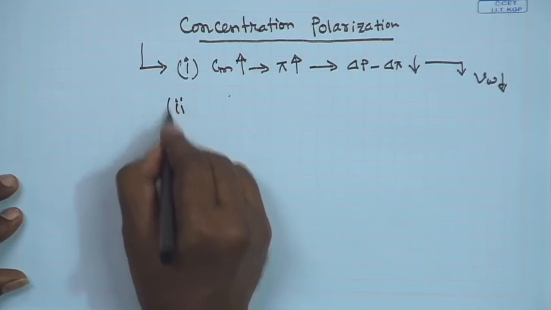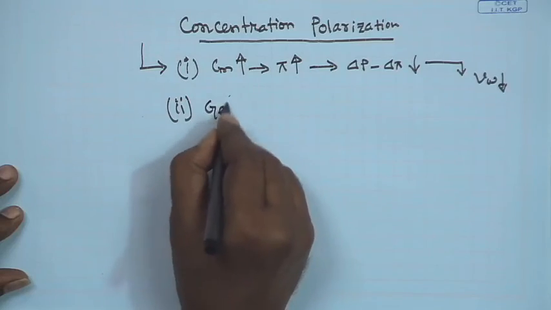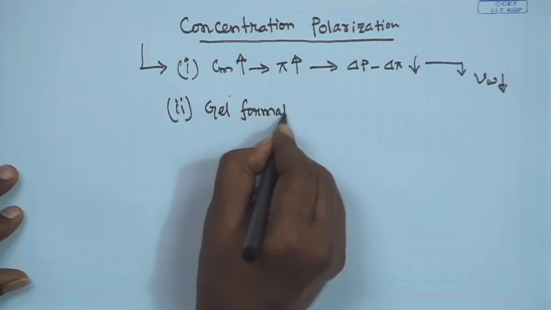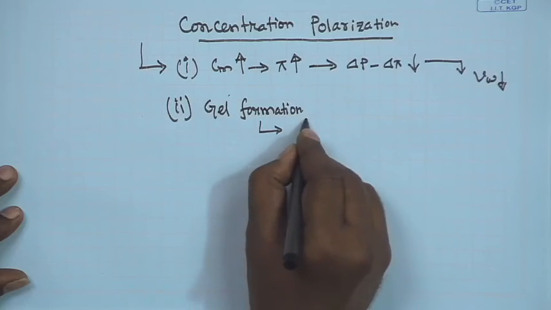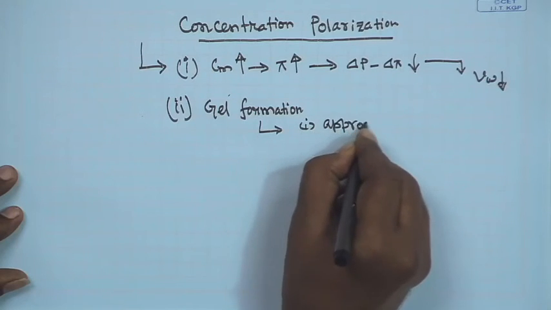Now, with increase in membrane surface concentration, in case of some solutes, the surface concentration will keep on increasing, and after a particular point the solubility limit may be reached, or the solutes can be deposited over the membrane surface forming a gel. Now, gel formation can occur in two ways. One, for some solutes the solubility limit will be approached. So, this can be attained by approaching the solubility limit.